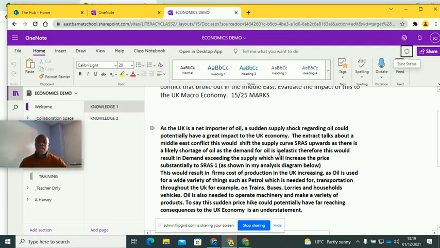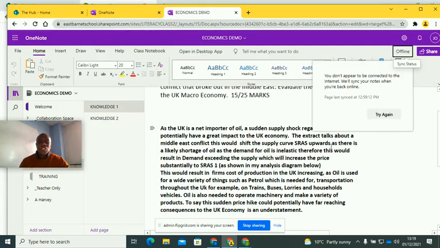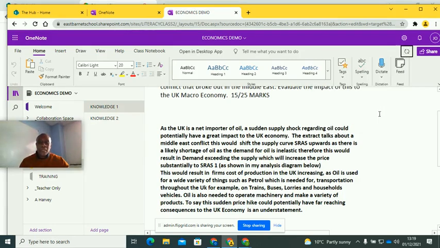A sudden supply shock. Key economic terms, okay? A sudden supply shock, okay? Let's just get this out of the way. Regarding oil could potentially have a great impact to the UK economy. Look at how I've started. You start powerfully. So the examiner straight away knows you know what you're talking about, and you start getting knowledge marks straight away.